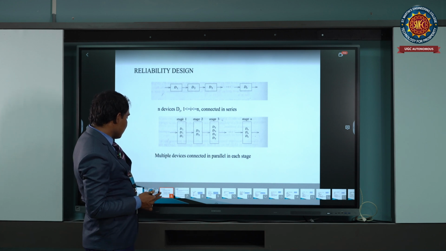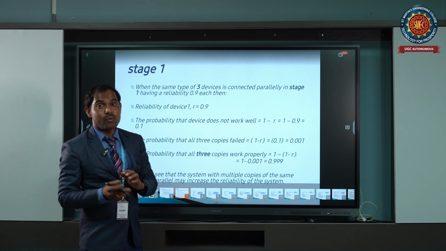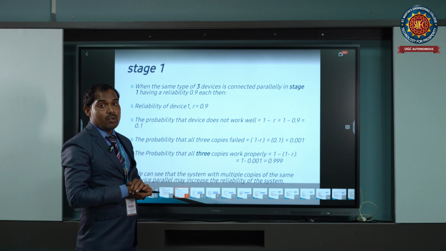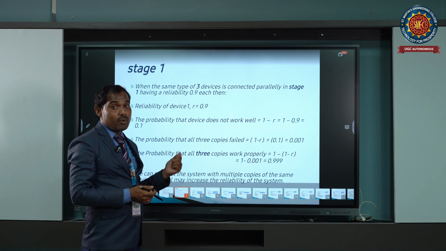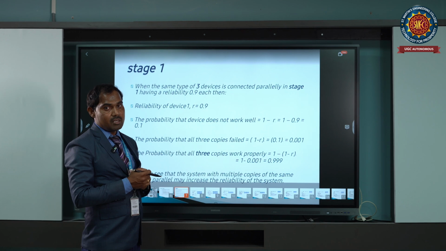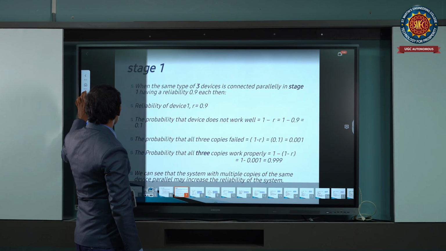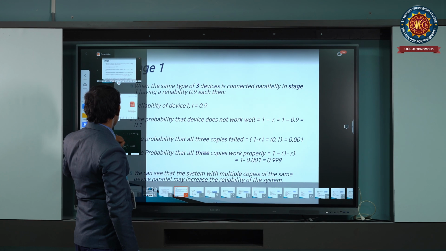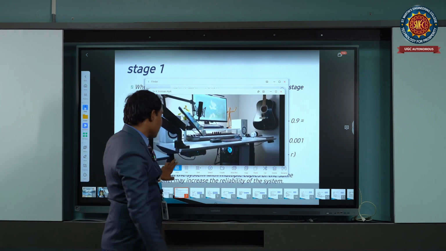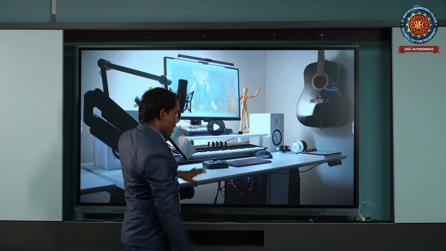Next, how am I going to calculate in stage 1? Suppose one device has failed, or two devices are not working, or three devices are working well, then what is the value we will get? Before that, we will see one video on how to set up a system or a studio, and which things are required to set up a studio. We can see one video, then you will understand better. See here the video.